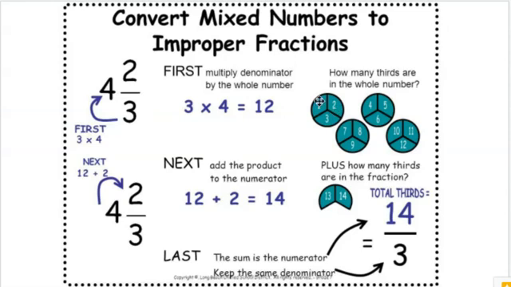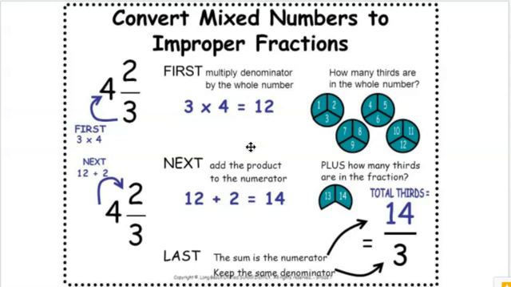So instead of having to count them all, 1, 2, 3, 4, 5, 6, 7, 8, 9, 10, 11, 12, I have repeated addition because I see I have 3, another 3, which is 6, another 3, which is 9, and another 3, which is 12. So that's why I can just do my denominator times my whole number and get 12.